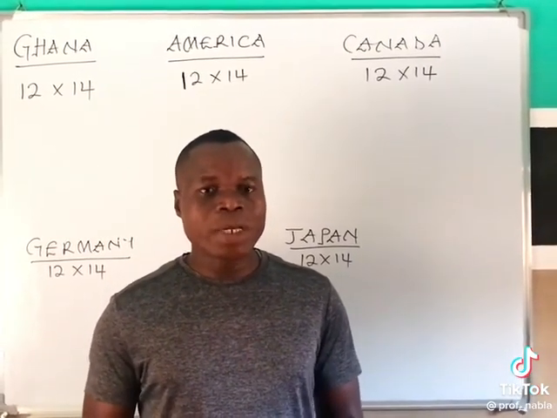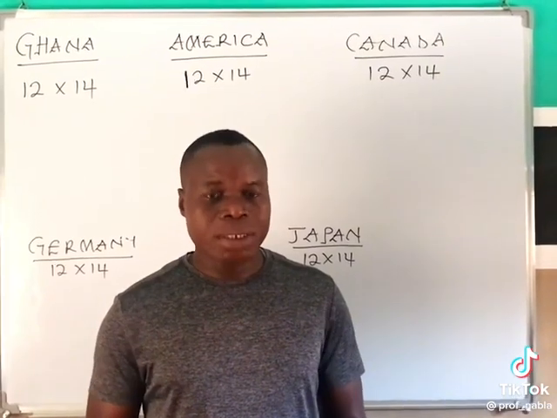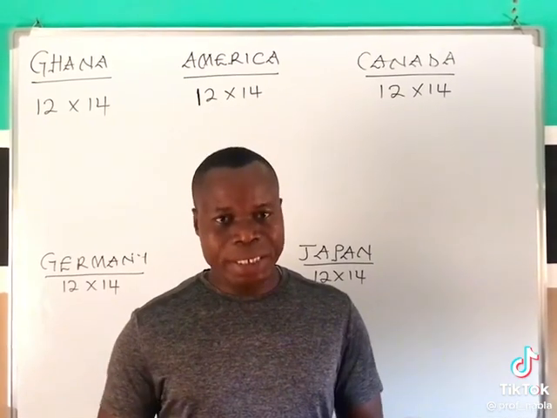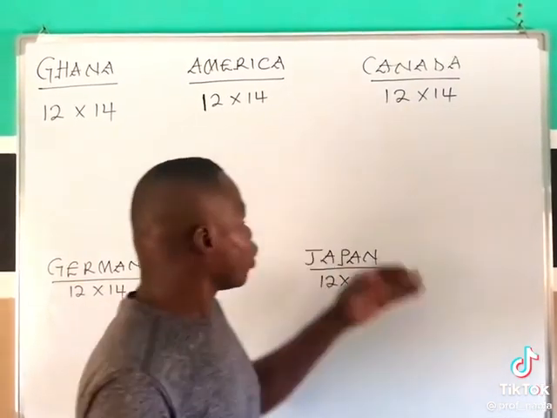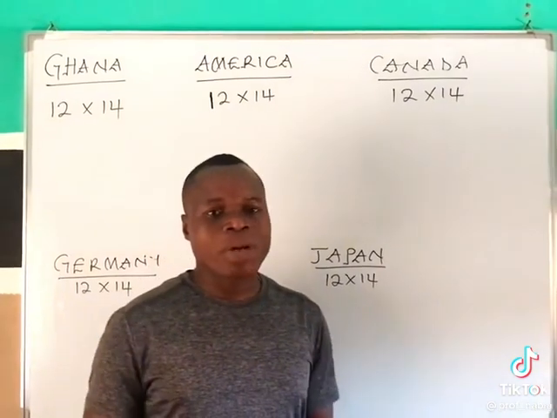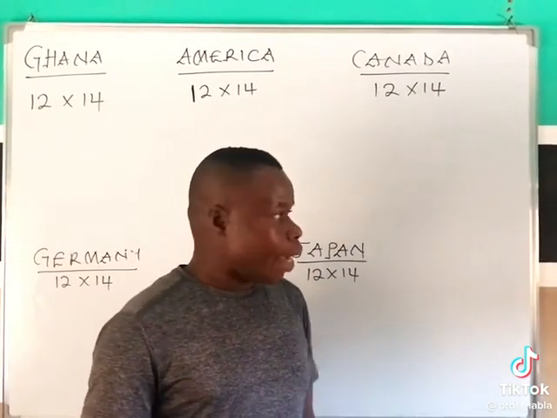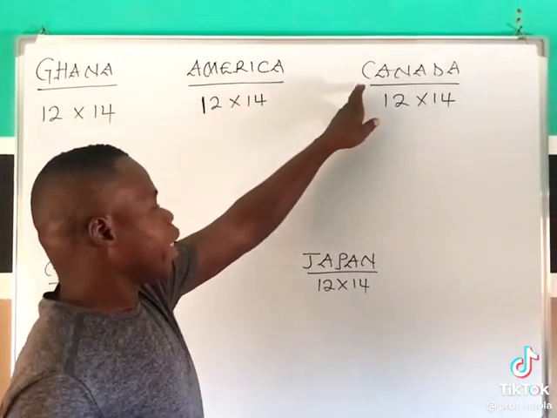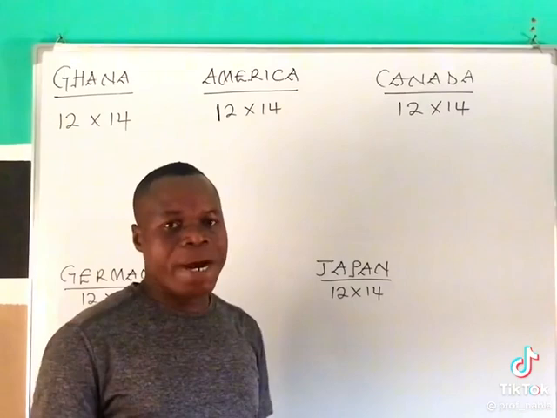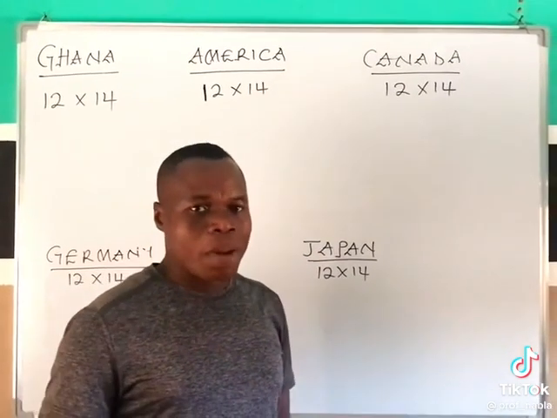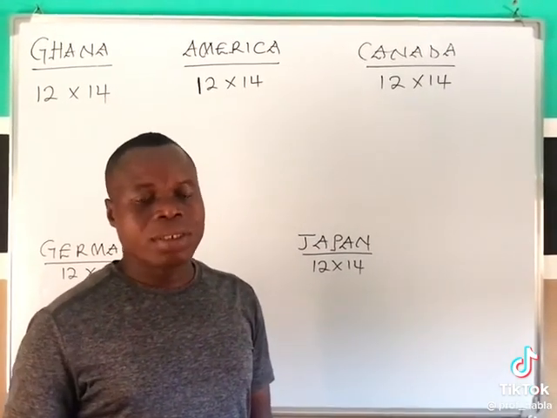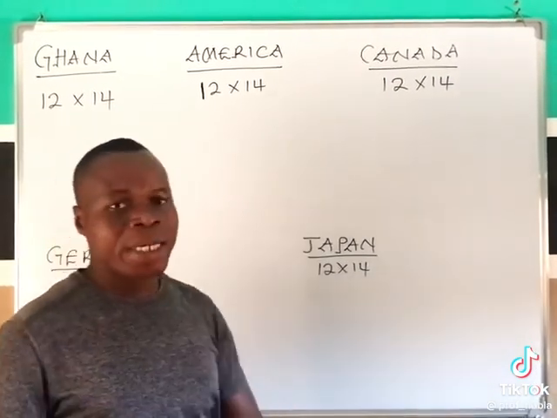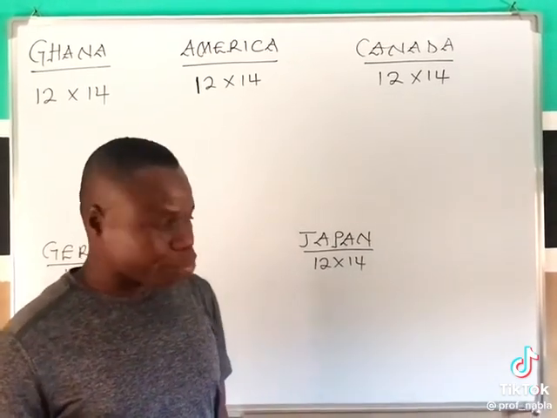Today we are going to learn how different countries solve the same maths problem with different methods. And I have an example on the board to illustrate these methods. The countries that I have are Ghana, America, Canada, Germany, and Japan. So now, let's look at how each of these countries solve this problem. And the problem is how to multiply 12 and 14.